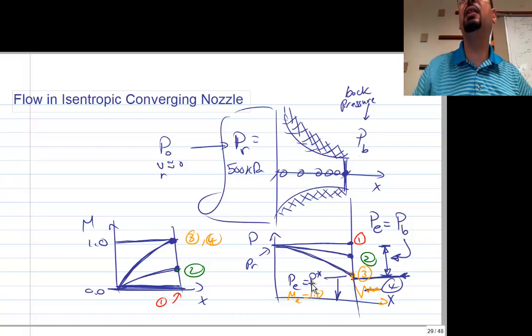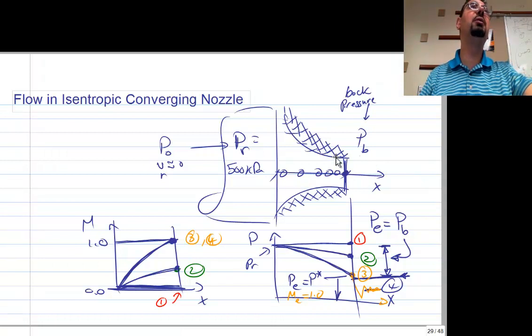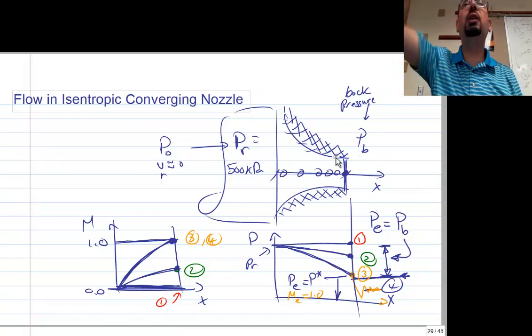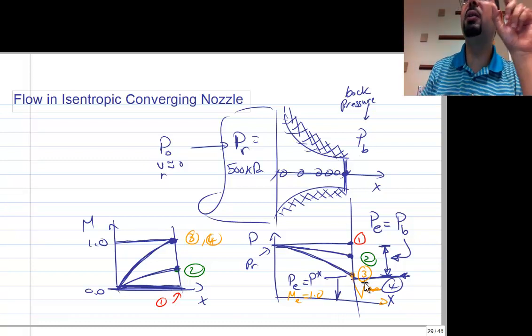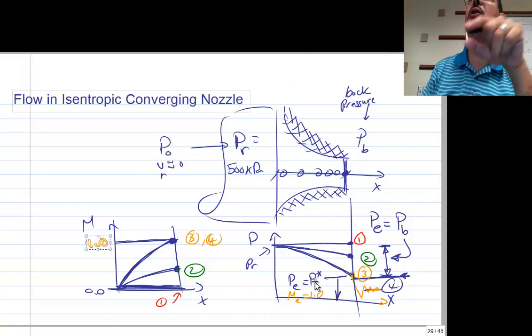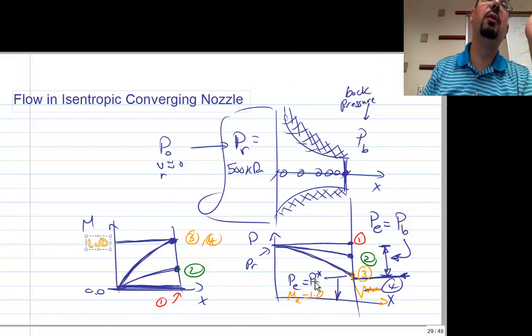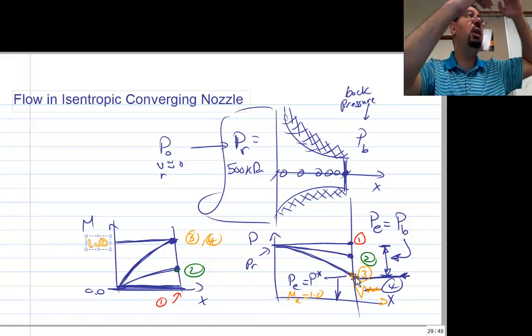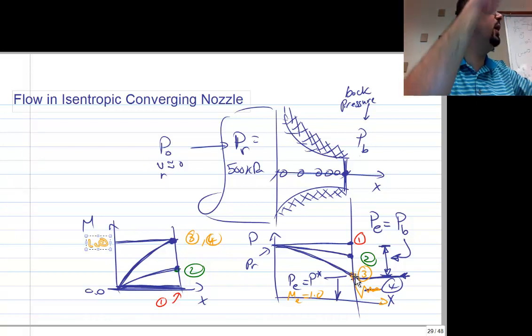So this exit area, suddenly now, is called the area star. Before that point, the exit area was not area star. But at that point, the exit area is the area star because it managed to make the Mach number equal 1, and the pressure is P star. That number, you will memorize in this course. It's 0.5283 for air. So when the back pressure was 0.5283 of P naught, that is the magic number that makes the Mach number at the exit equal 1 and the area equal area star.